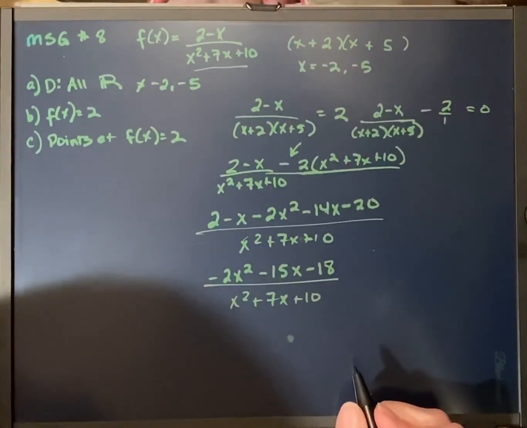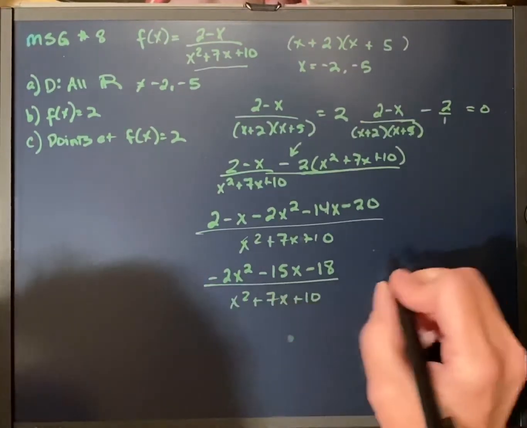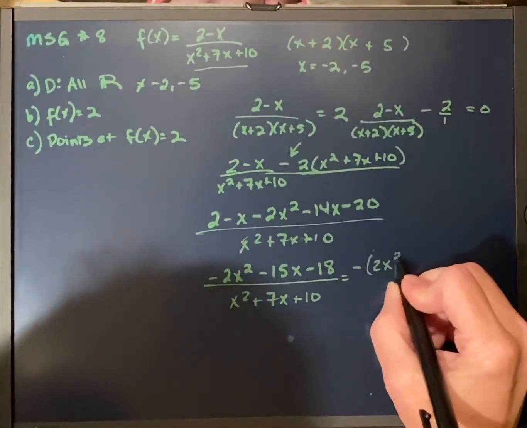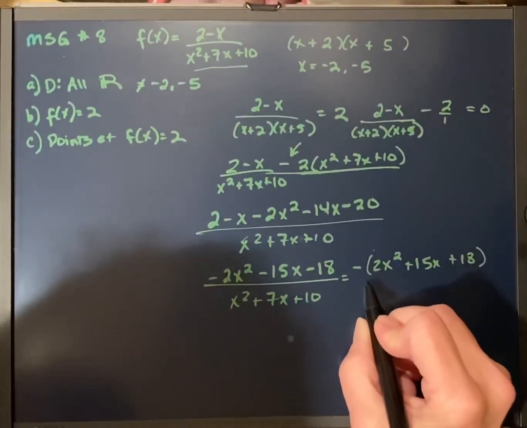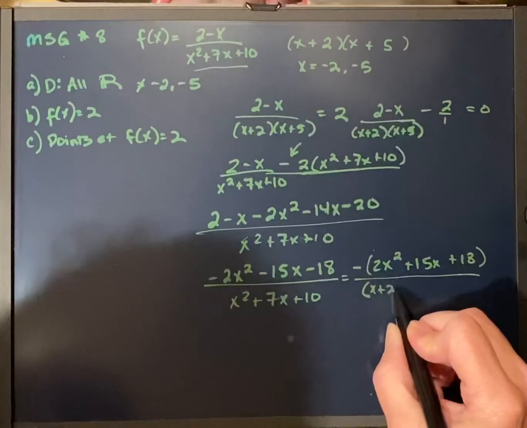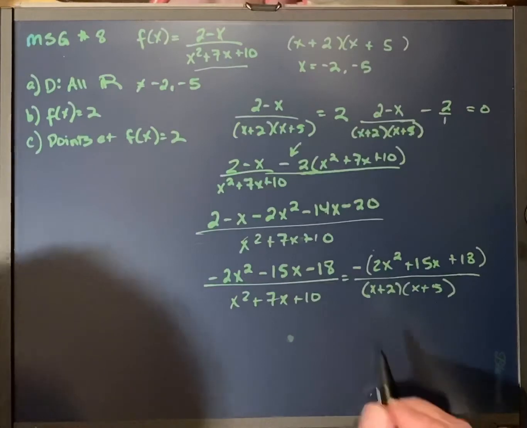And now from here, I want to go ahead and find out what factors are going to work. Let's see, let me pull out a negative from the top. It's a little easier to deal with positive numbers. And now I'm going to factor that top portion.